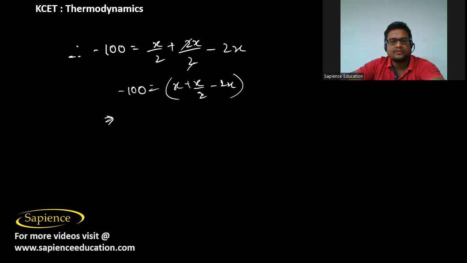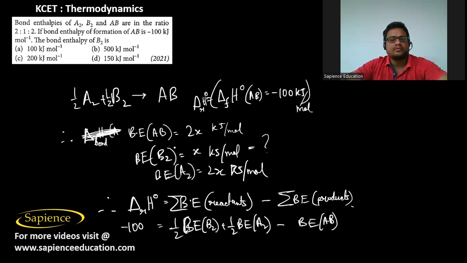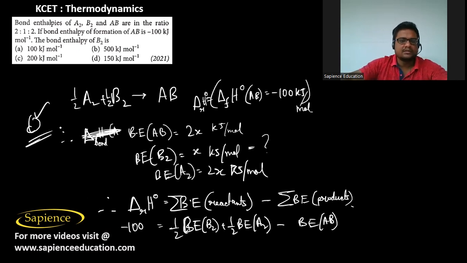So therefore we can say this will be 2x, x minus 2x is minus x, and minus x plus x by 2, that is minus x by 2. Minus x by 2 is minus 100, so x will be equal to 200. So therefore the bond enthalpy of B2, that is equal to x, will be equal to plus 200 kilojoule per mole. So option C is the correct answer.